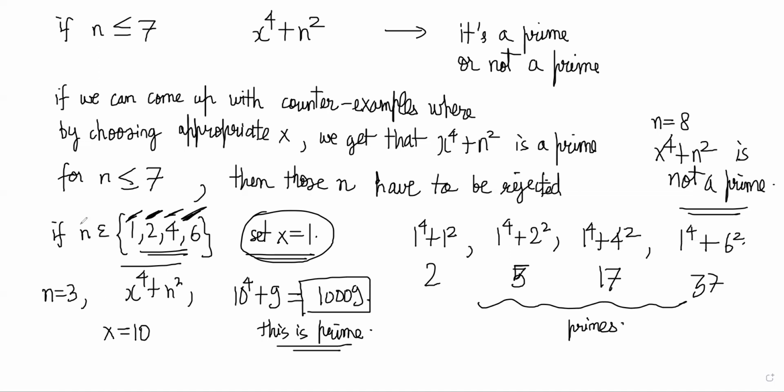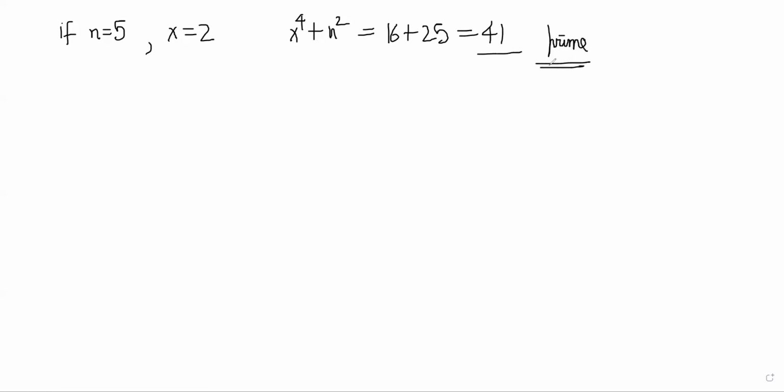Similarly, if n is equal to 5, you can say x is equal to 2. X power 4 plus n square is becoming 16 plus 25, which is 41, which is a prime. So 5 is also rejected. So we have so far rejected 1, 2, 3, 4, 5, and 6. Now we have to take n is equal to 7. And in this case, the lowest value of x you can take is 20.